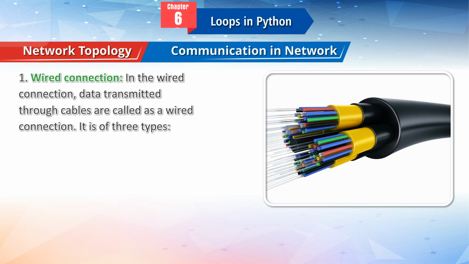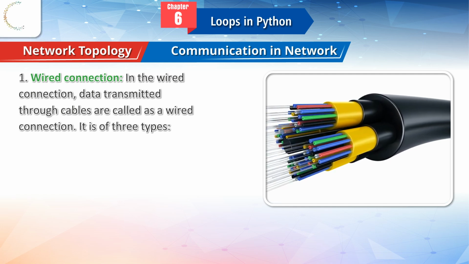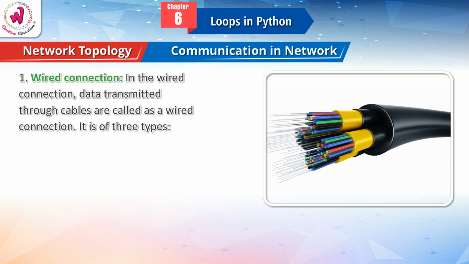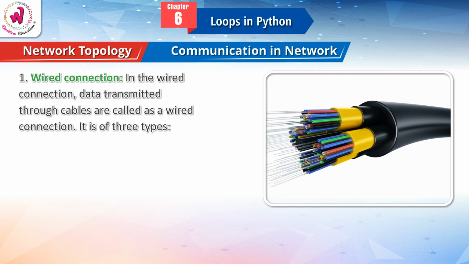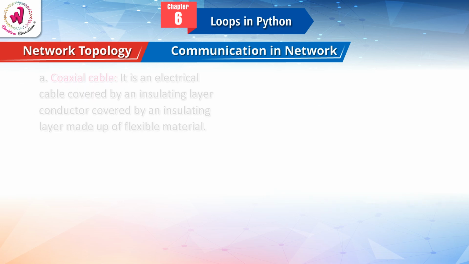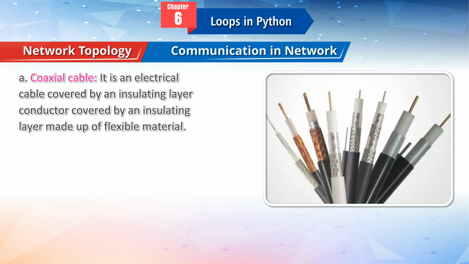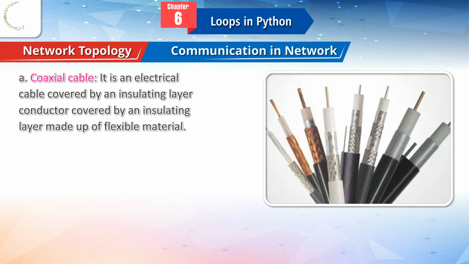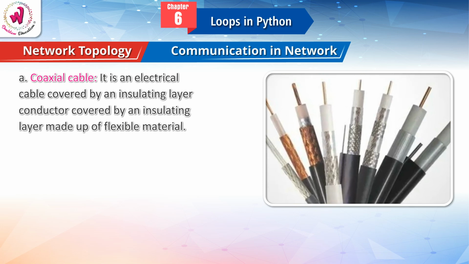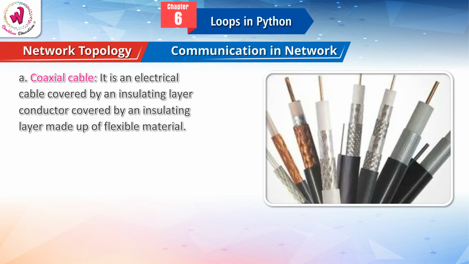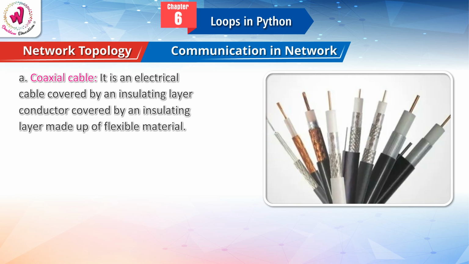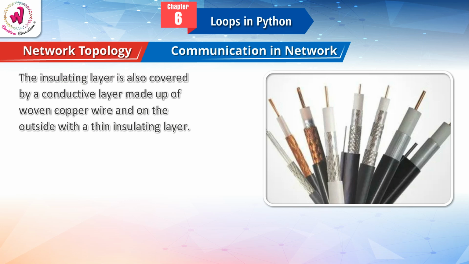1. Wired connection. In the wired connection, data transmitted through cables are called as a wired connection. It is of three types. A. Coaxial cable. It is an electrical cable covered by an insulating layer conductor, covered by an insulator layer made up of flexible material.